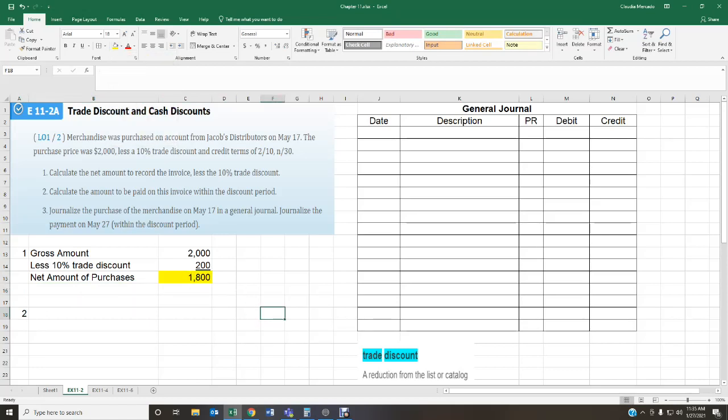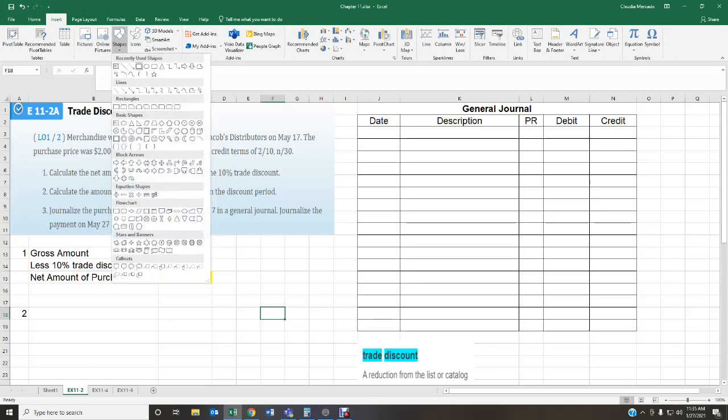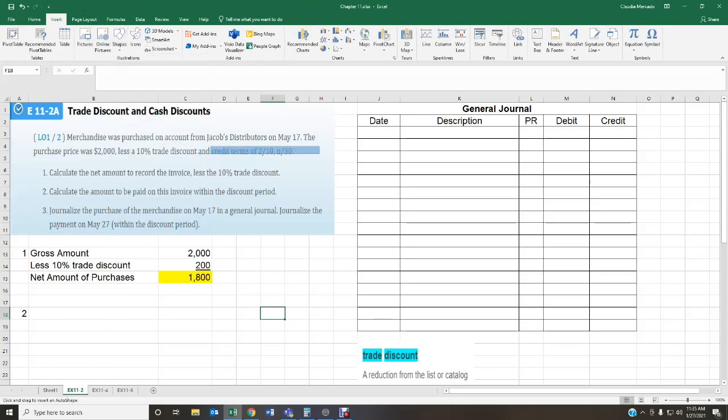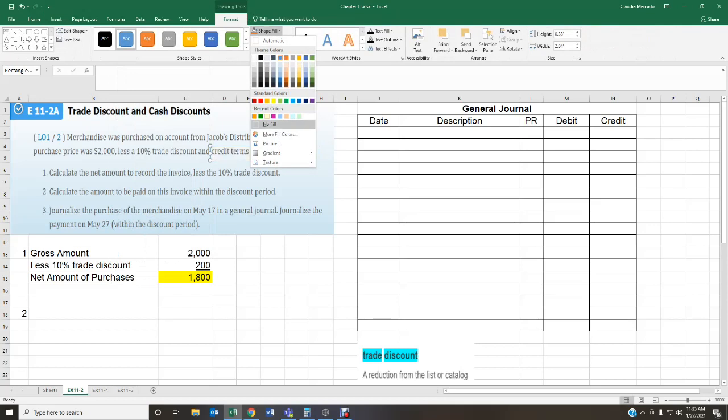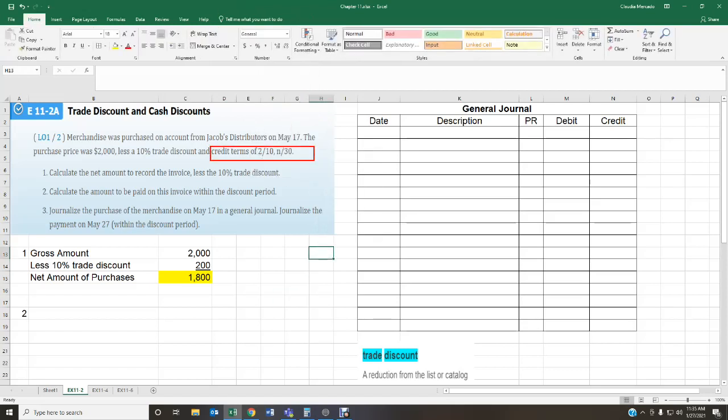Okay, requirement number two is asking us to calculate the amount to be paid on the invoice within the discount period. So here they gave us discount terms. Look at the credit terms. Okay, let me mark them off for you. That way we can see what we're talking about. Okay, so the credit terms, 2/10, n/30. So what does that mean? It means that if you pay within 10 days, you're going to get a 2% discount. If not, everything is due within 30 days.